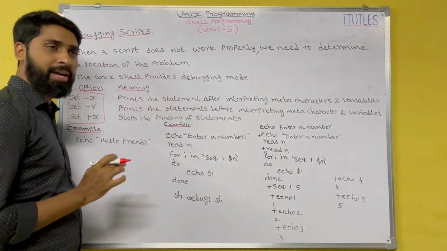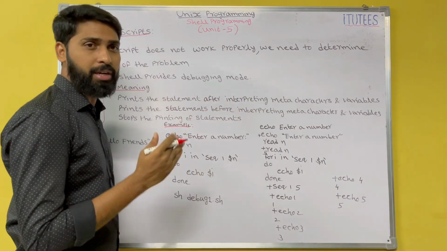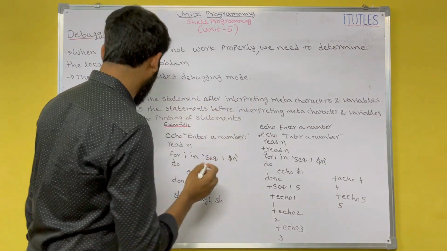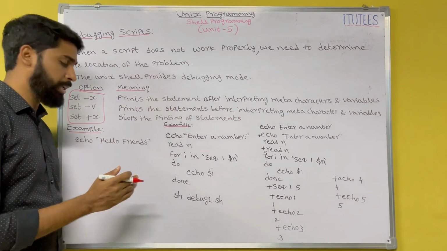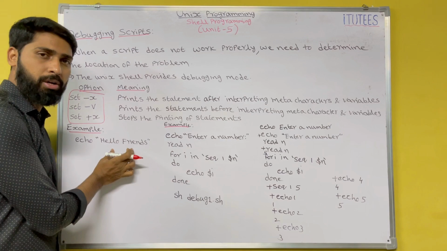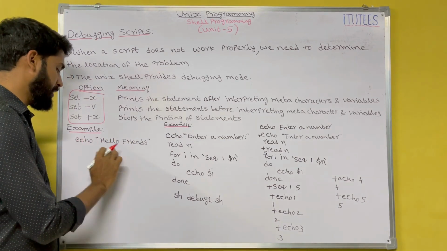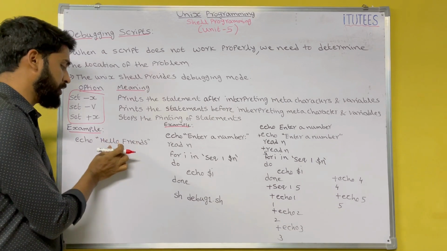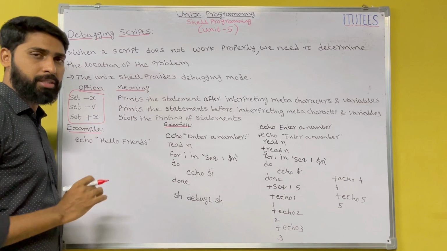So -x means print the statements after interpreting. After interpreting is nothing but, for example, echo hello friends. After interpreting, it is going to print hello friends. Before interpreting, the statement is echo "hello friends" in double quotation marks. Okay, now we are going to see an example.